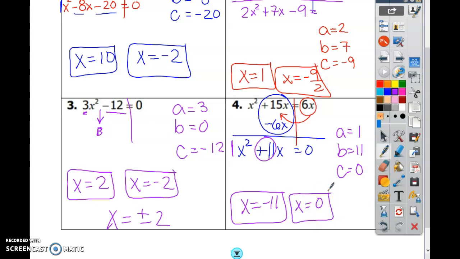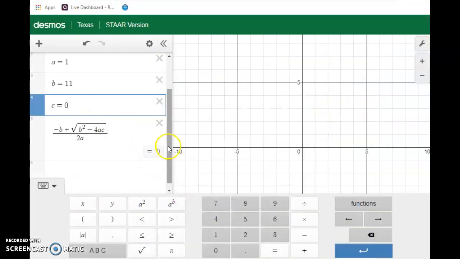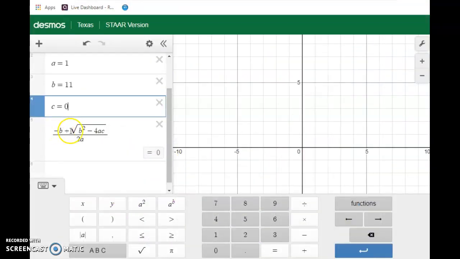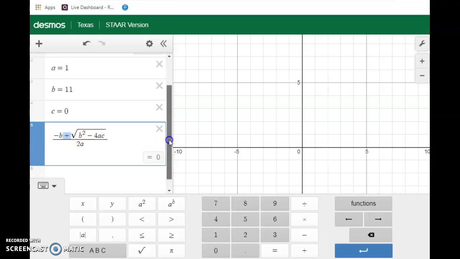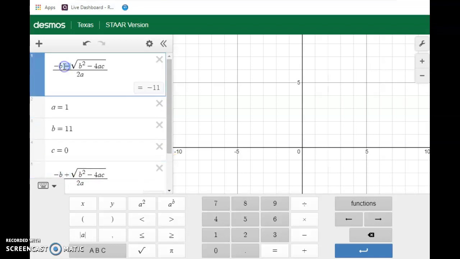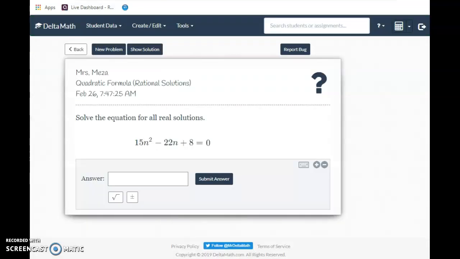Make sure that you are practicing putting both. Look what I did. I did 2 of them. I did one that has a plus, and I did one that has a minus. So if you have both of them typed in there, then that'll help you. That way you don't have to keep going back and forth with the plus and the minus. When you go to Delta Math, you're going to have problems like this. So all you have to do is put 15 is A, B is negative 22, C is 8.